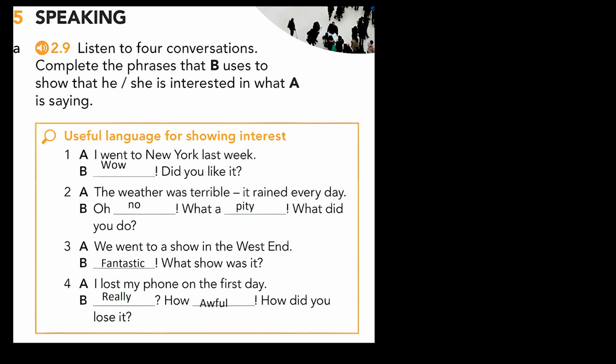1, I went to New York last week. Wow! Did you like it? 2, The weather was terrible. It rained every day. Oh no, what a pity. What did you do? 3, We went to a show in the West End. Fantastic! What show was it? 4, I lost my phone on the first day. Really? How awful. How did you lose it?